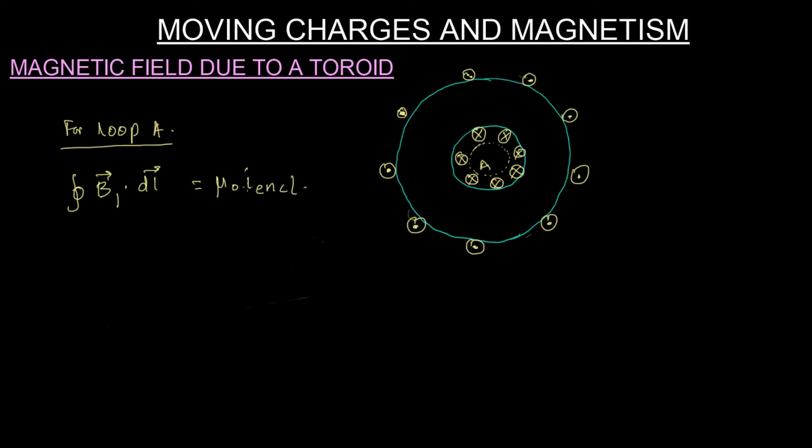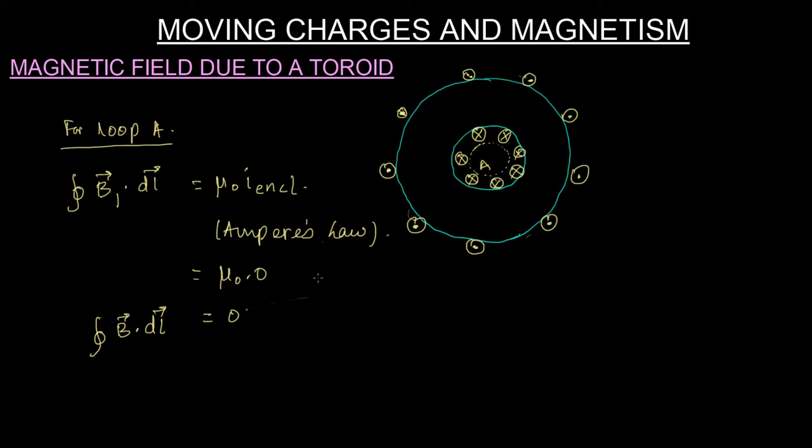okay, this is the Ampere's law, correct, this is the Ampere's law. Is the Ampere's law, right? Now, what is the current enclosed by this loop? Does it include any current? No, it does not enclose any current at all. So this is mu naught into zero, which is zero. So B dot dl is equal to zero, correct?